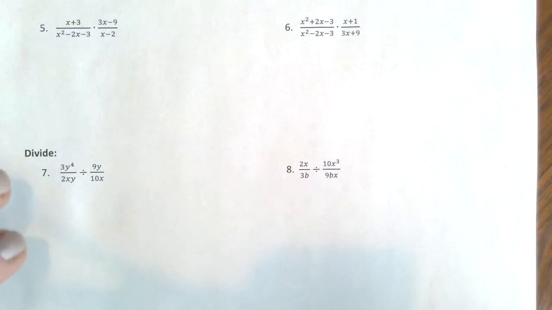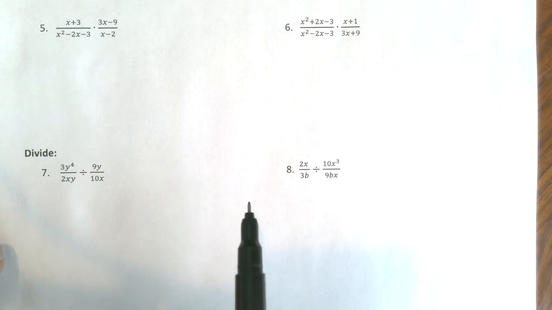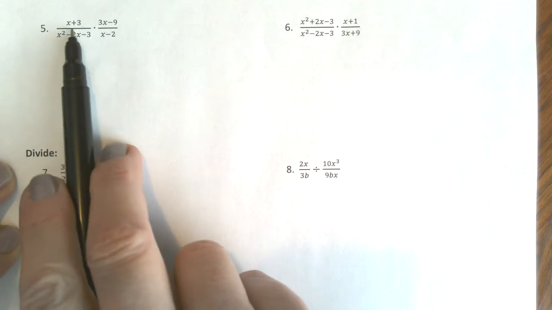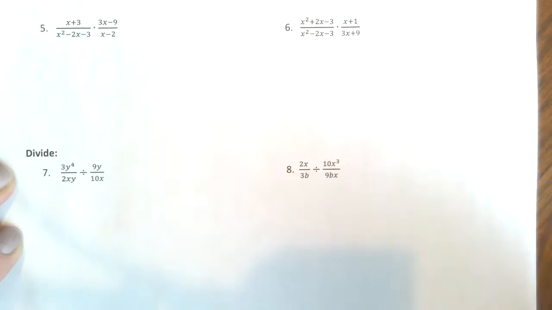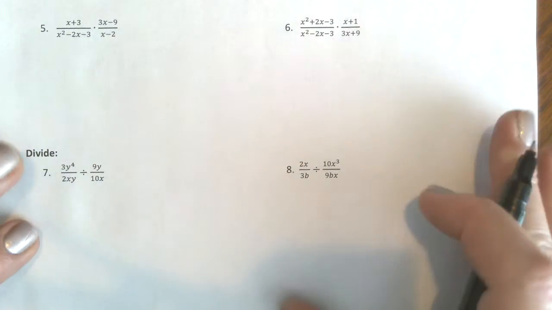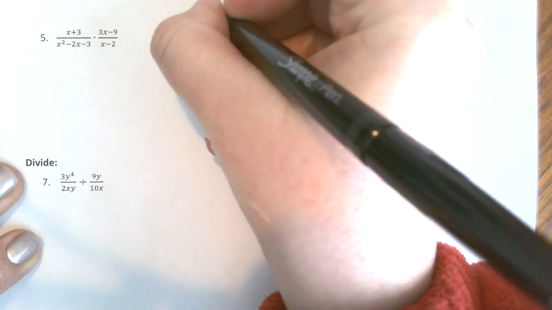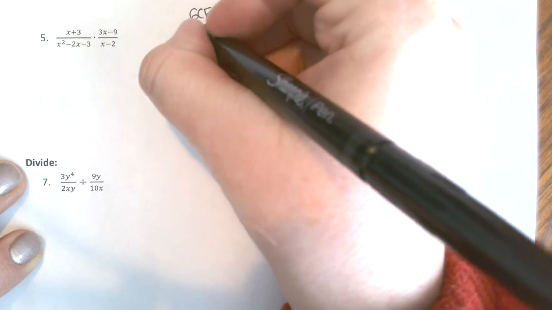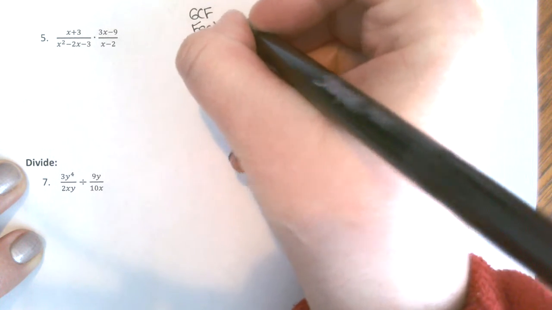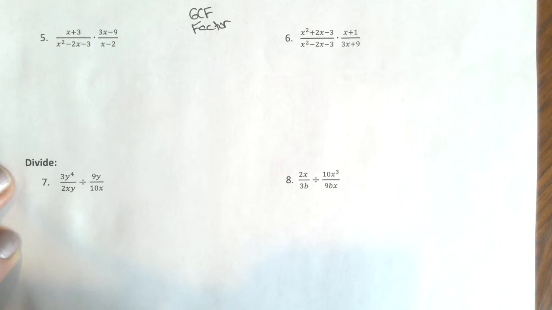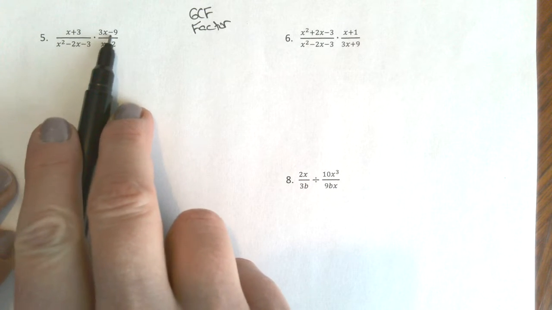All right, let's see. I'm going to do number 5. So on number 5, factor anything that can be factored, and that includes the GCF. So always do your GCF first, and then you factor. This 3x minus 9, I see that there's a 3 that I can factor out of that.